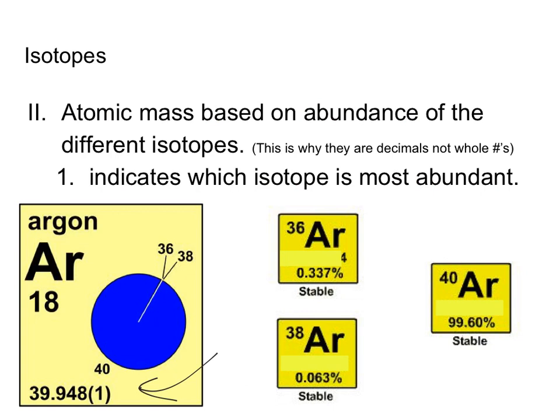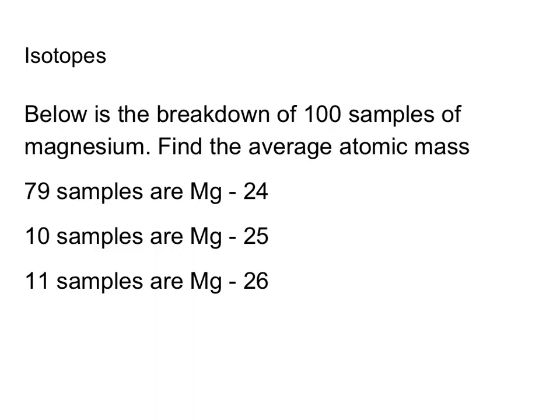So because the mass is closest to 40, that tells me that argon 40 is the most abundant form of argon out there. So let's look at an example of how we would actually find the average atomic mass based on the number of isotopes that we find. So go ahead and pause the video and write down this example.